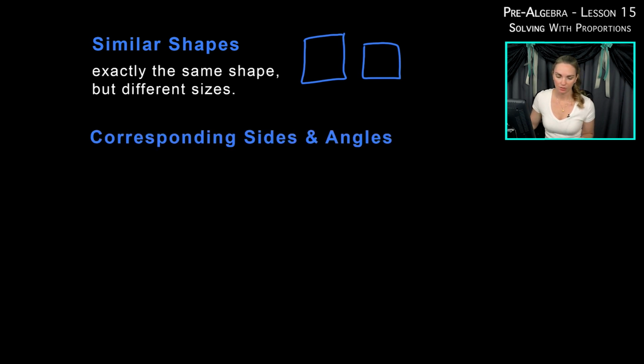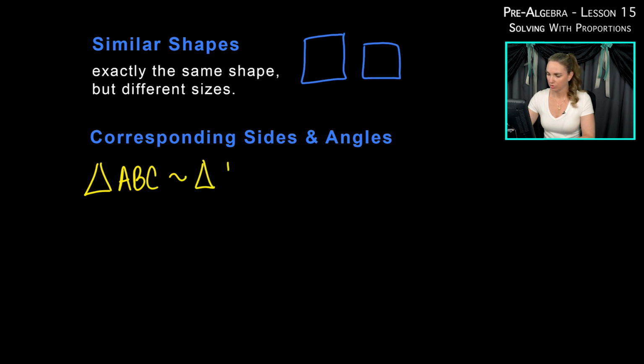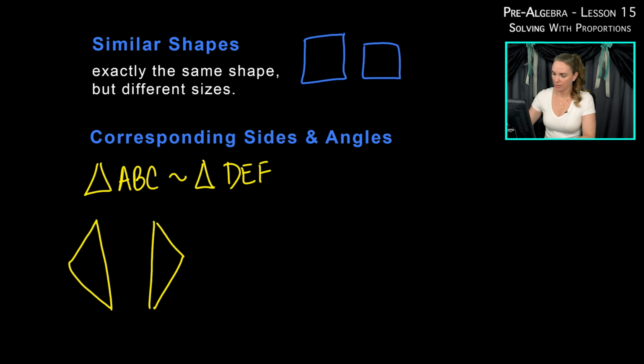Corresponding sides and angles is where we can take that shape and tell you that the triangle, for example, triangle ABC, if it is similar to triangle DEF, then we can determine a couple of things here. Let's go ahead and draw these out real quick. I'm going to draw these so that they're not exactly in the same position. So triangle ABC is similar to DEF, which means several things.